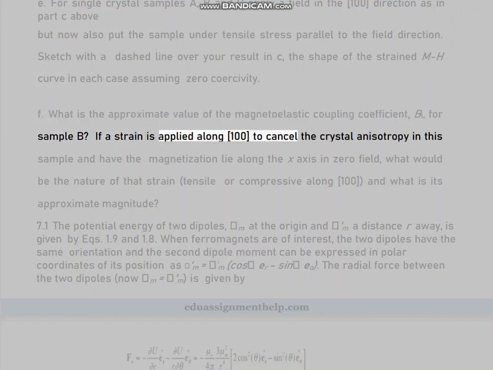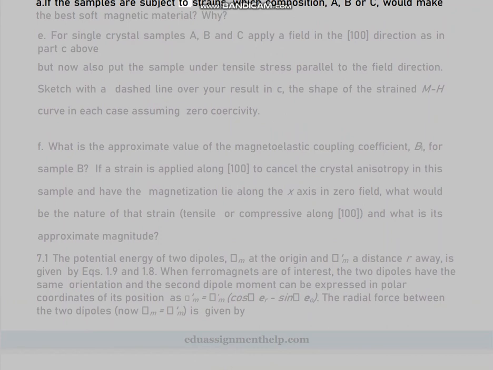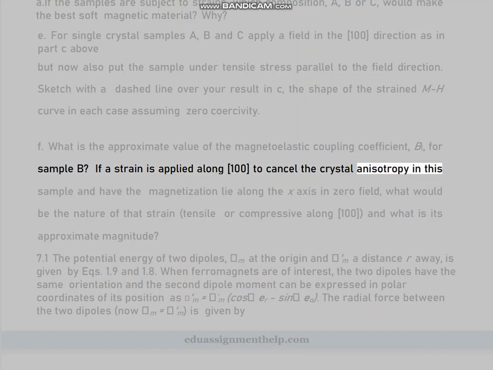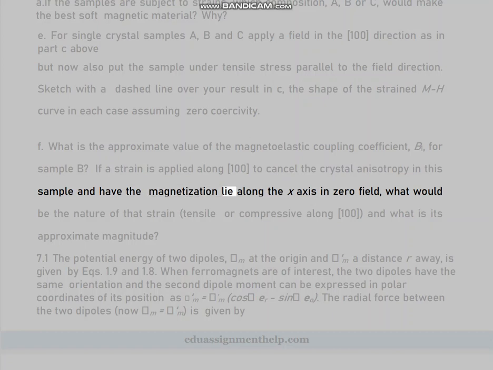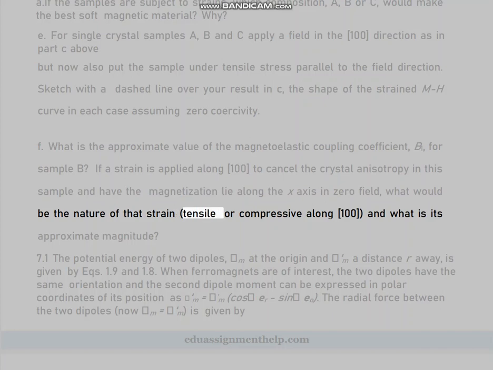If the samples are subject to strains, which composition, A, B or C, would make the best soft magnetic material? For sample B, if a strain is applied along [100] to cancel the crystal anisotropy in this sample and have the magnetization lie along the x-axis in zero field, what would be the nature of that strain, tensile or compressive along [100], and what is its approximate magnitude?